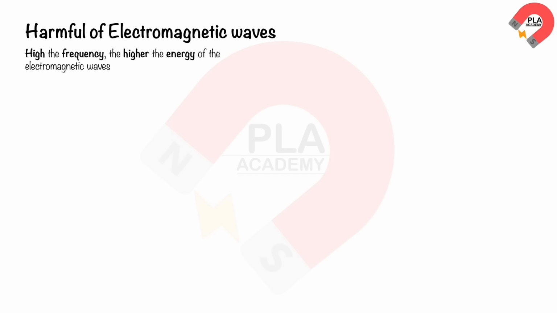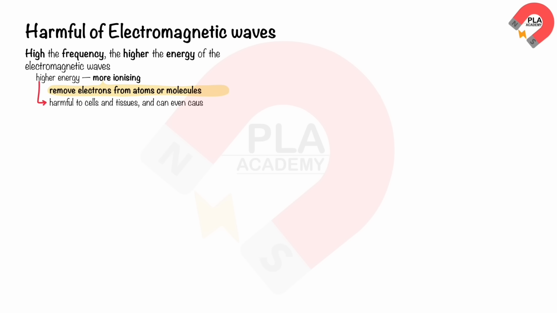Harmful effects of electromagnetic waves on people. The higher the frequency of an electromagnetic wave, the higher its energy. An electromagnetic wave with higher energy is more ionizing, meaning that it can remove electrons from atoms or molecules. This can be harmful to cells and tissues, and can even cause cancer.